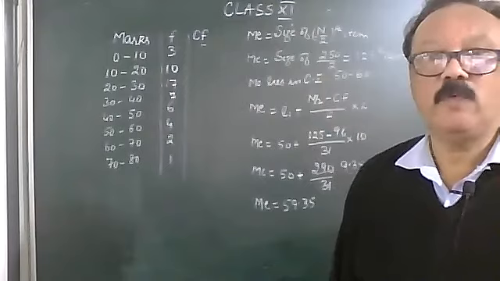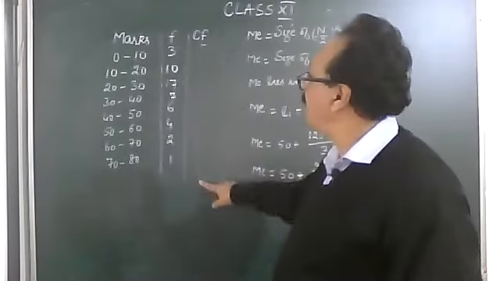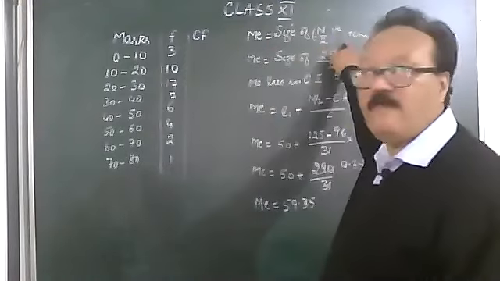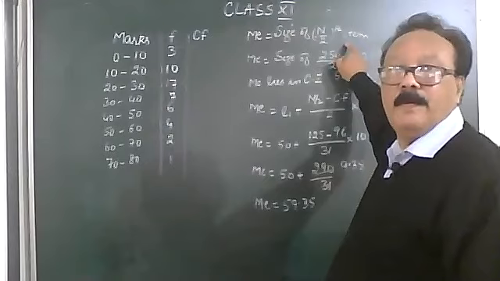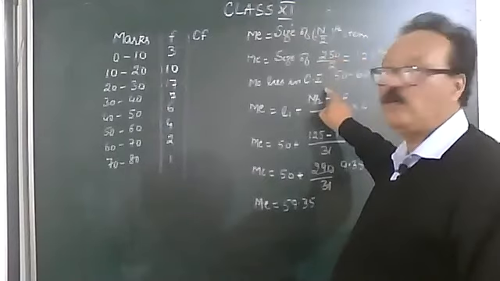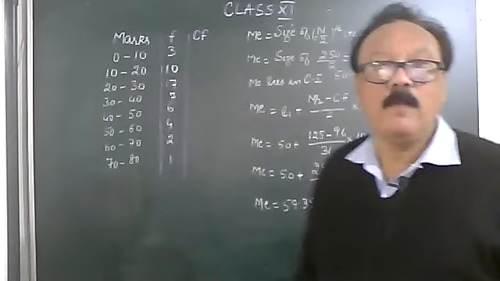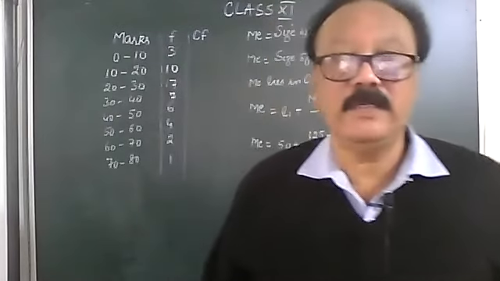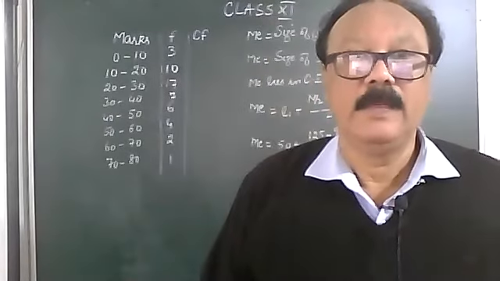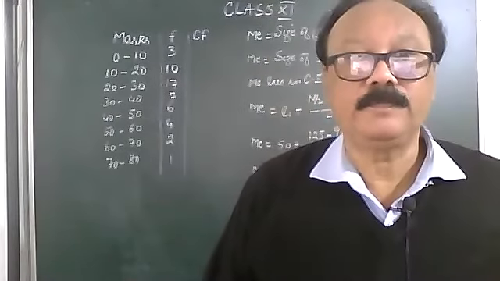So let us revise. What would you do? First of all, you will find the CF. Then you will write the formula. Whatever the maximum you get, you will tell where it lies. And then substitute the values in the formula and get the answer. It is as simple as that. Is that okay, children?